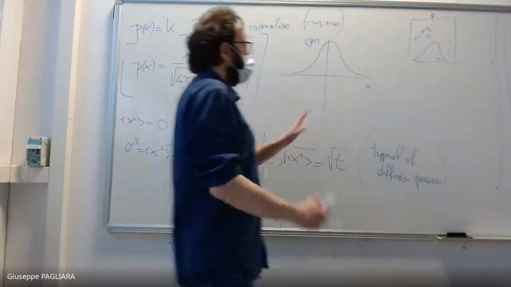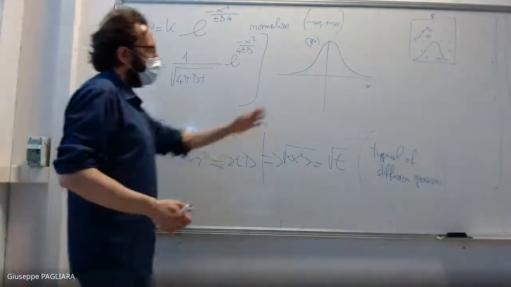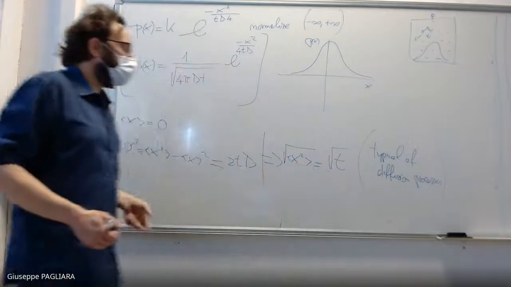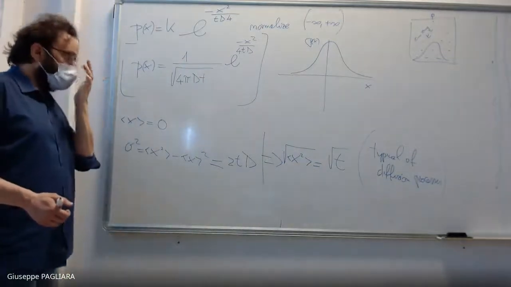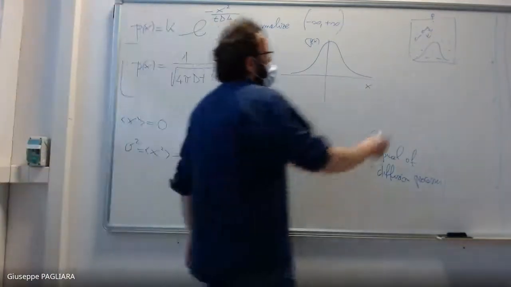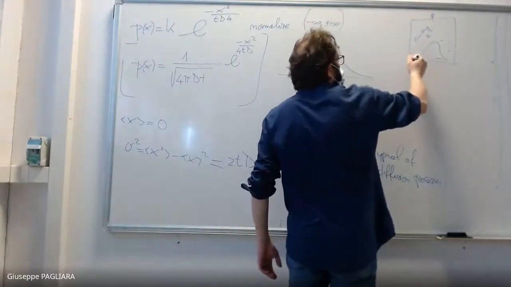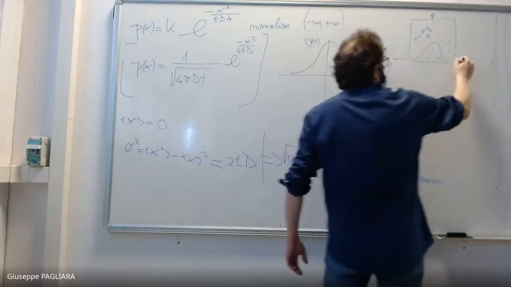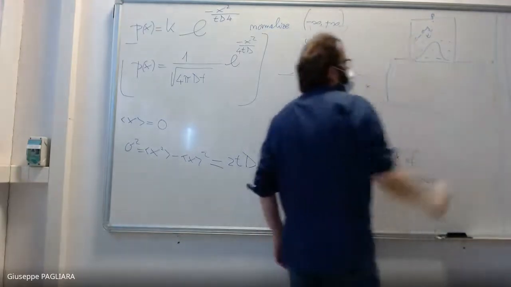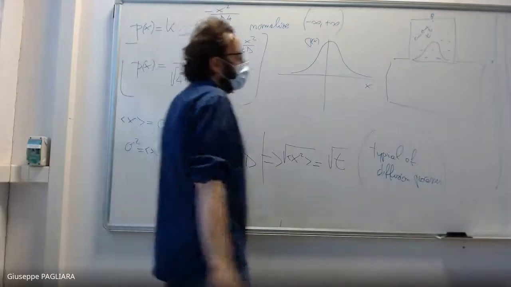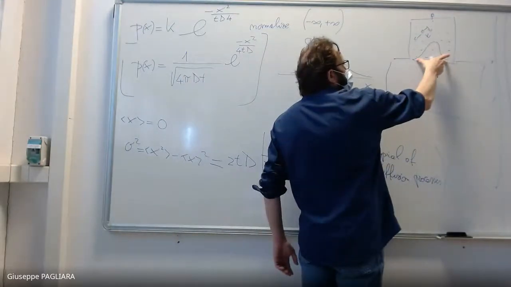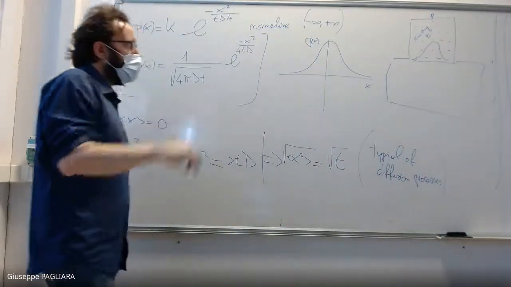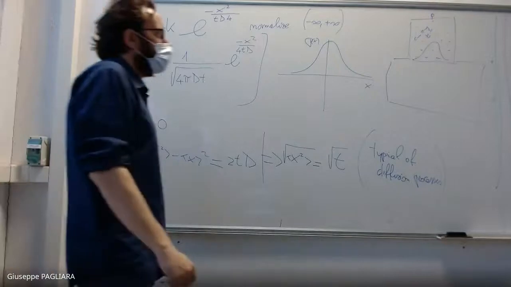So how large the Gaussian is, the sigma, depends on time, and the sigma scales as the square root of time. In this case, it corresponds to the fact that you are increasing the size of this box. Instead of looking at the distribution here, you will look at the distribution in a larger box, which is like making more time steps.